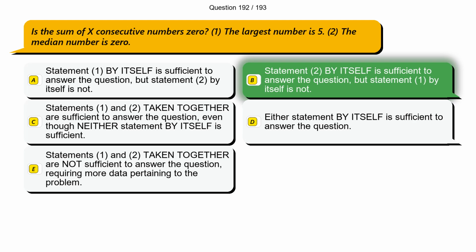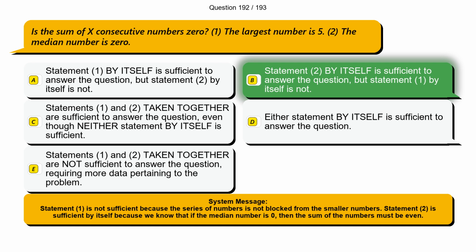The correct answer is option B. Statement 2 by itself is sufficient to answer the question, but statement 1 by itself is not. Statement 1 is not sufficient because the series of numbers is not bounded from below by smaller numbers. Statement 2 is sufficient by itself because we know that if the median number is 0, then the sum of the numbers must be 0.